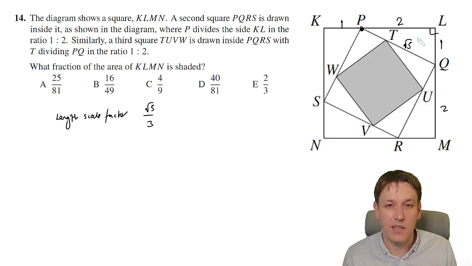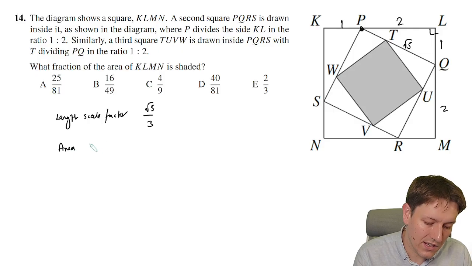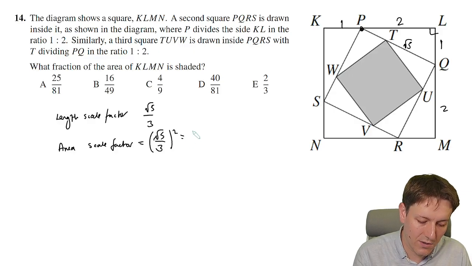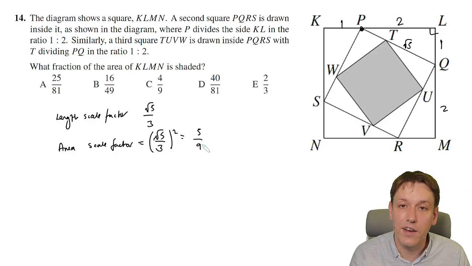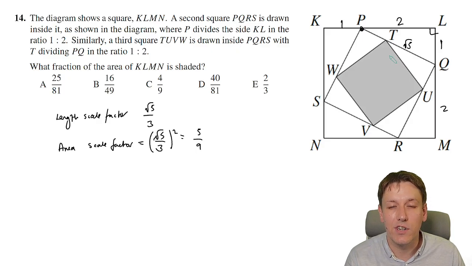They're similar shapes because they're both squares, so there's a length scale factor of root 5 over 3, and that means that there's an area scale factor of the length scale factor squared, so root 5 over 3 squared, which is 5 over 9. So the area of the middle square is 5/9 of the area of the larger square.